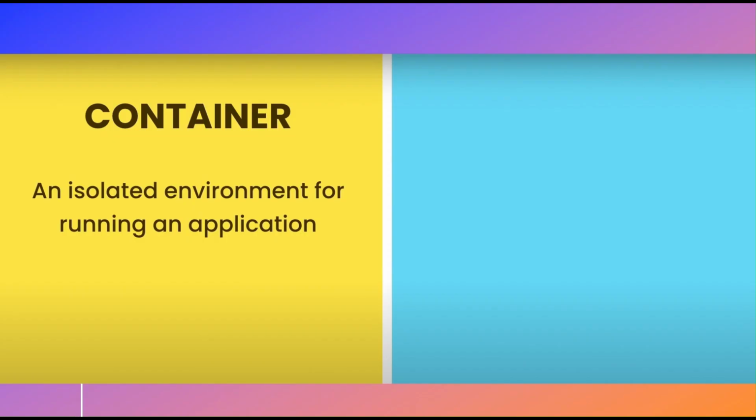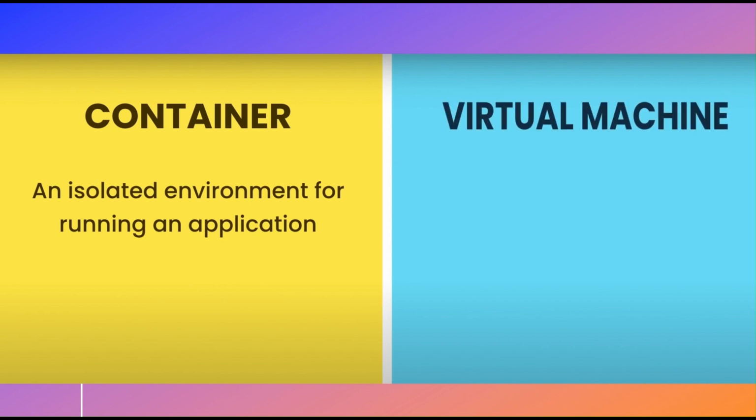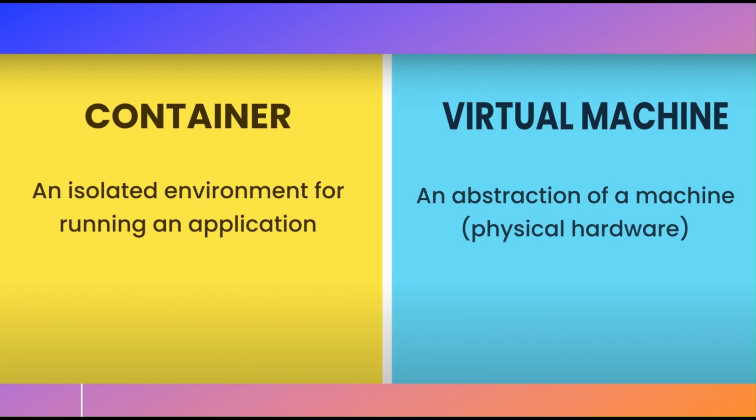Now let's discuss containers and virtual machines. A container is an isolated environment for running an application. Now, one of the questions that often comes up is how are containers different from virtual machines or VMs? Well, a virtual machine, as the name implies, is an abstraction of a machine or physical hardware, so we can run several virtual machines on a real physical machine.